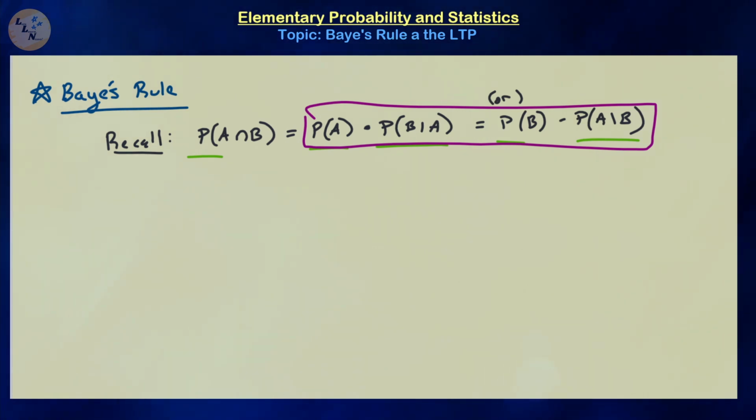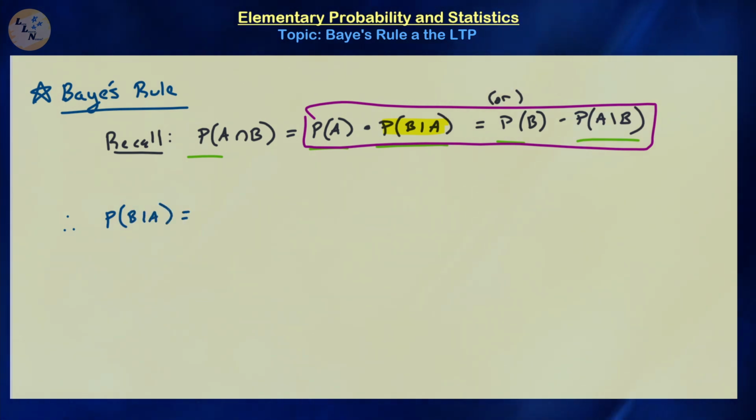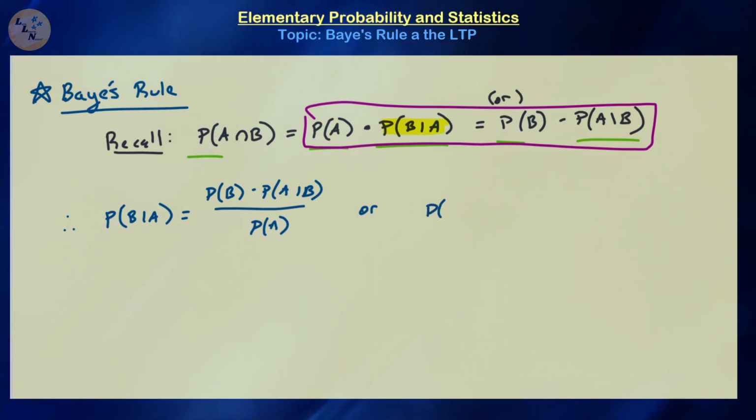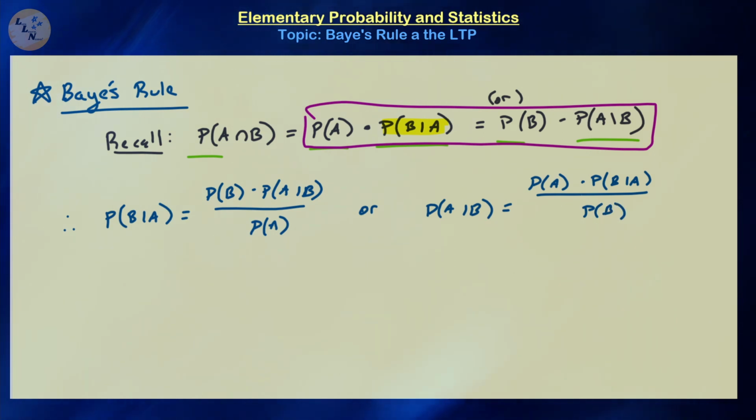So technically I could solve this equation for the probability of B given A, dividing both sides by the probability of A, and that's going to give me the probability of B given A is equal to the probability of B times the probability of A given B all over the probability of A. Or you could solve for the probability of A given B, and you're going to get a different representation. So that's going to be equal to the probability of A times the probability of B given A all over the probability of B.